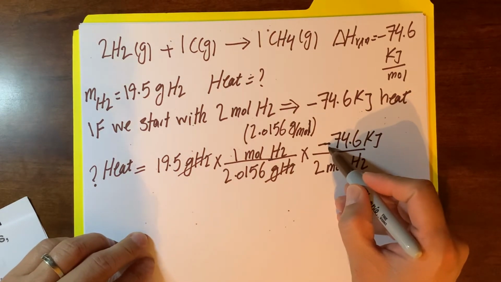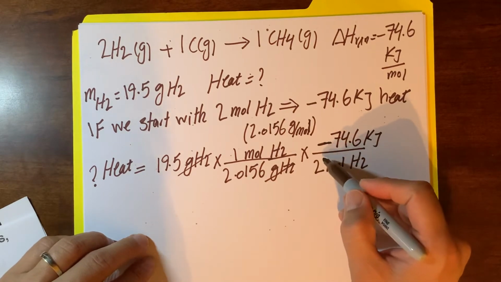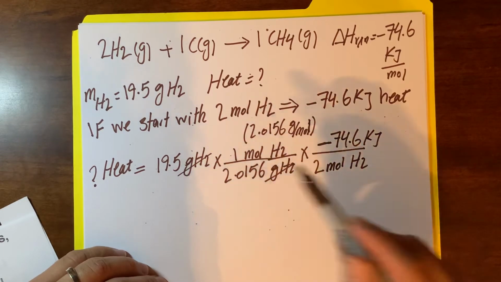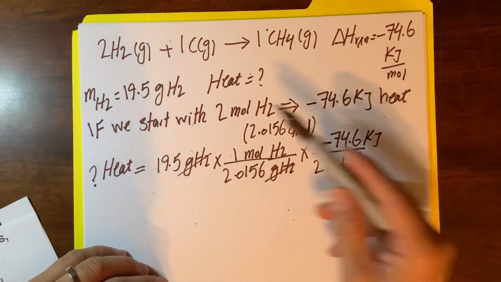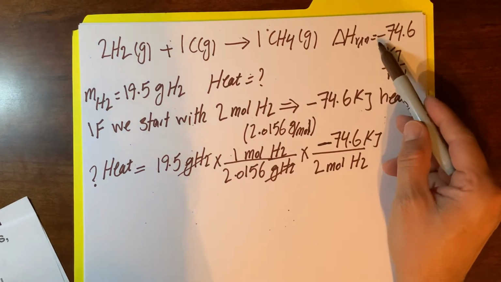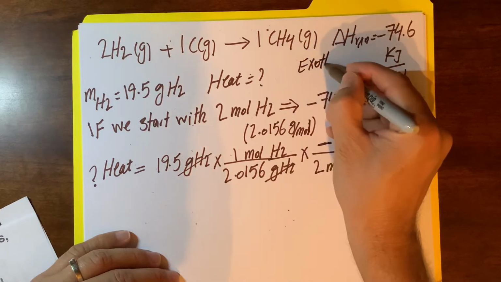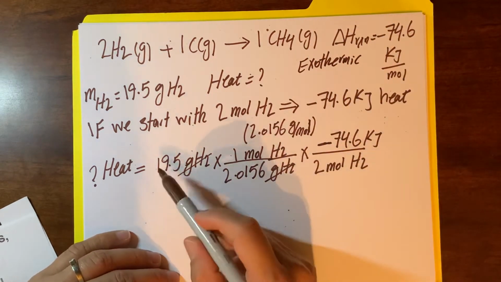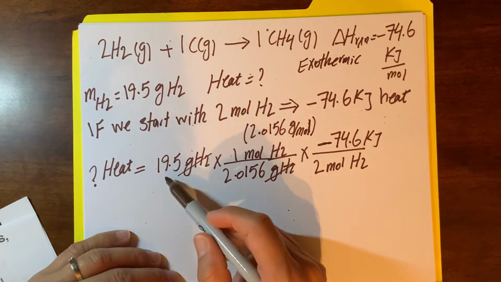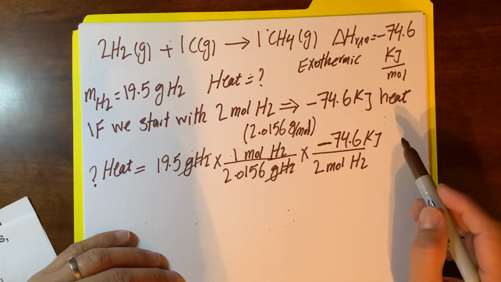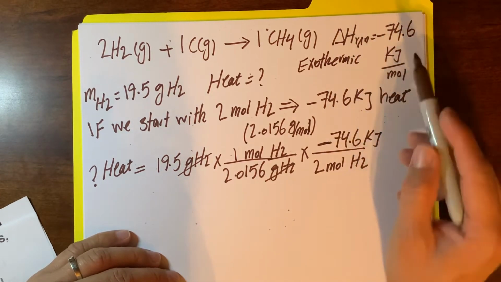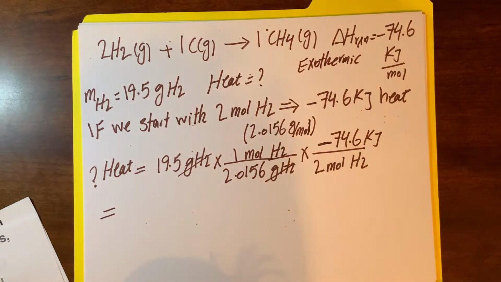Okay, please be careful about this one. I wrote the minus here because I want to say it doesn't matter how many grams of hydrogen I start with, I need to get the final answer negative, because the reaction has delta H that is negative. That means it's exothermic. So whether you start with 1 gram, half a gram, or 0.1 gram, or 20 gram of hydrogen, you will get a negative number at the end, because the delta H of the reaction is negative and the reaction is exothermic. Okay, so we have 19.5 divided by molar mass, multiplied by 74.6 divided by 2.